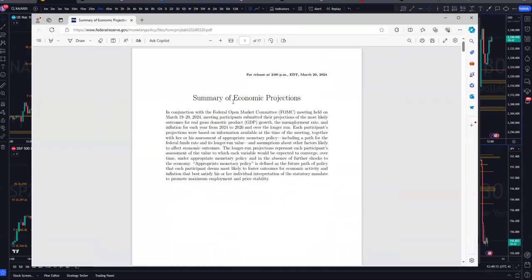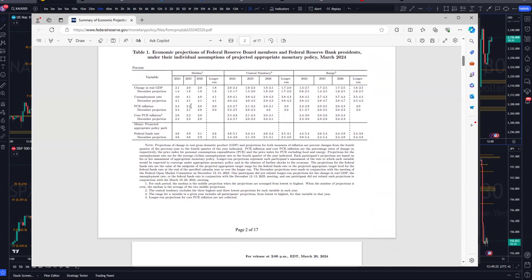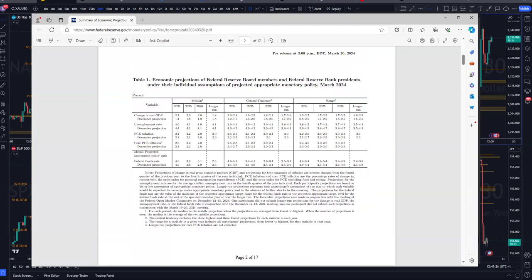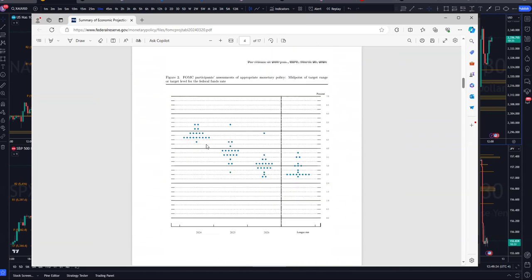So we're just going to get another summary of economic projections. And this is pretty much what's going to tell you their expectations on GDP, unemployment, PCE and inflation, right? So this is what came out at the last dot plot meeting. So we want to see if these numbers change. If inflation numbers come out higher, or if they come out lower, that's what's really going to cause those reactions in the markets.